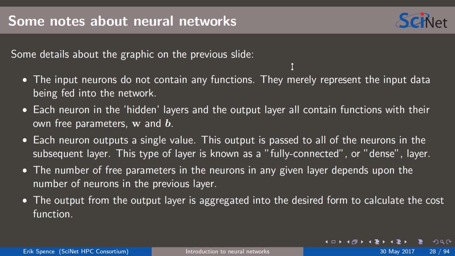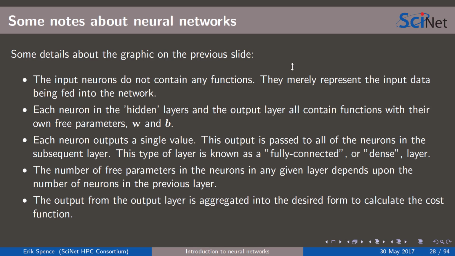Okay, let's do that one more time. The input neurons do not contain any functions, right? They're just feeding the network. They're there mostly for graphical purposes, to let you know this is where the data is coming from. Then we have the hidden layers and the output layer, they all contain functions. In our case so far, sigmoid, but we'll look at other functions later.